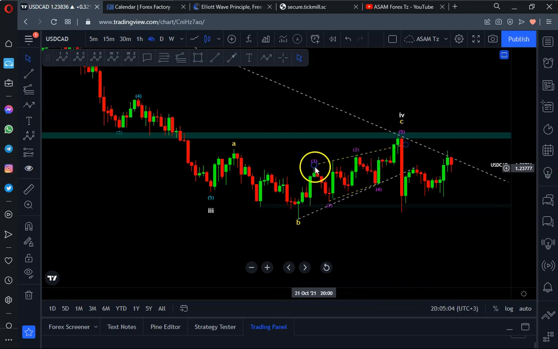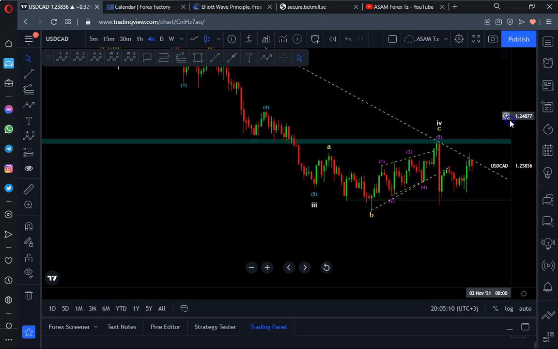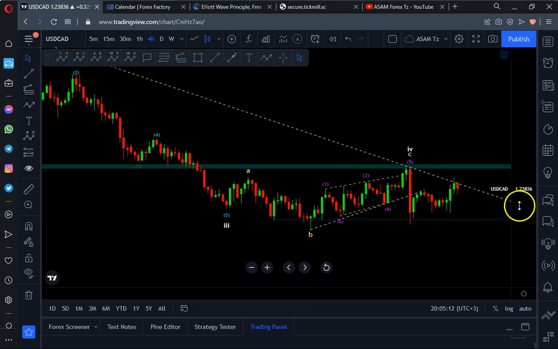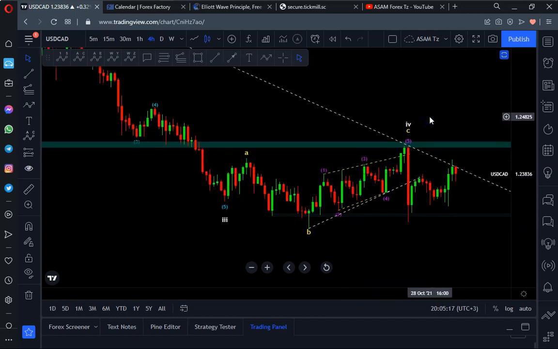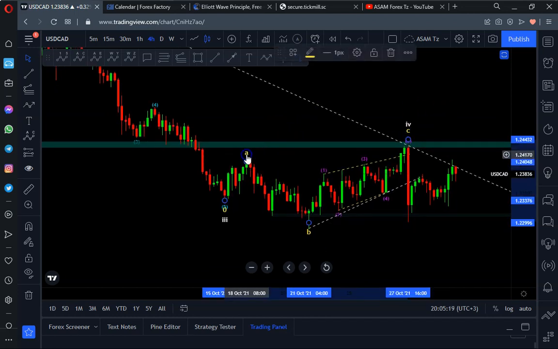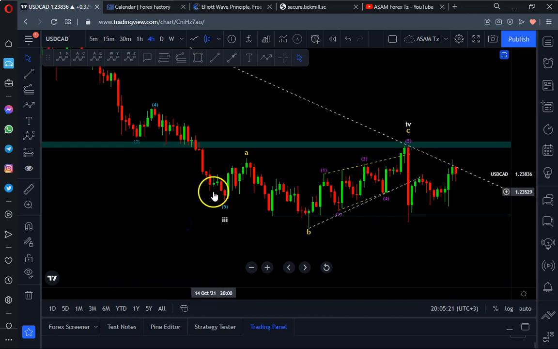So if this was the 1 2 3, 1 2 3, it means it was the 3 3 3 3. So this was an ending diagonal, a 3 3 3. So why was this an ending diagonal? It was an ending diagonal because we already had this A. Now 5 waves were completed to complete the third wave to the downside.